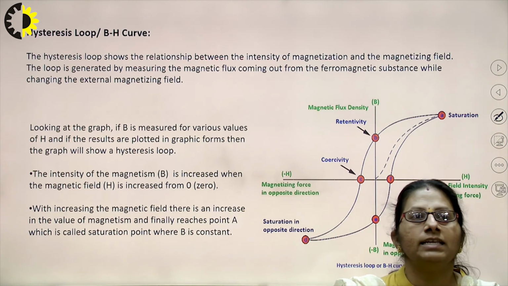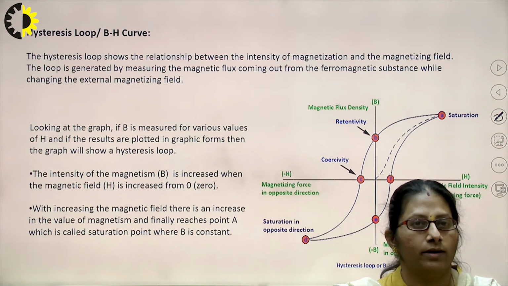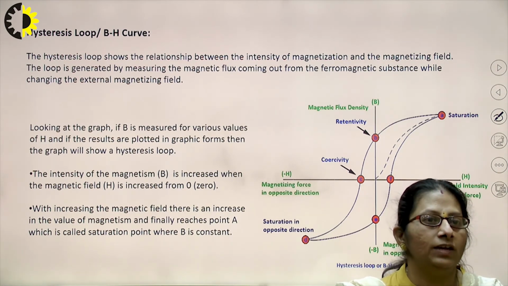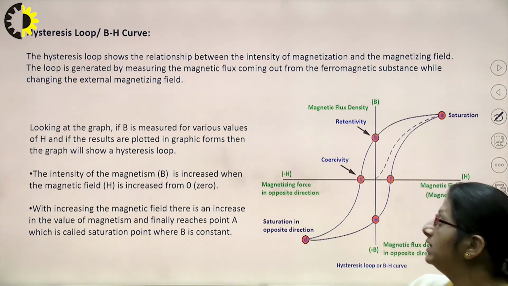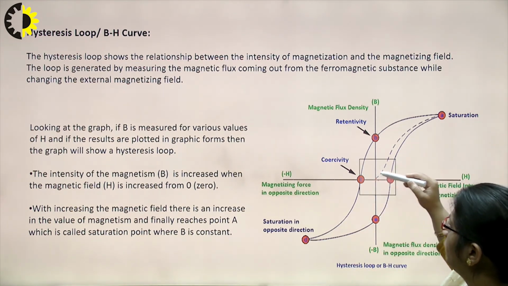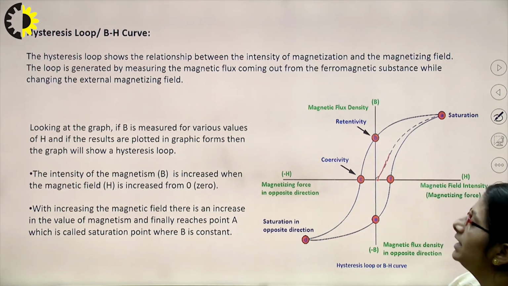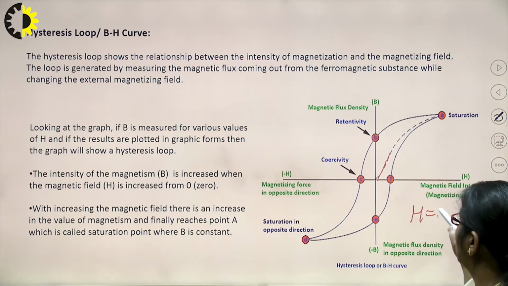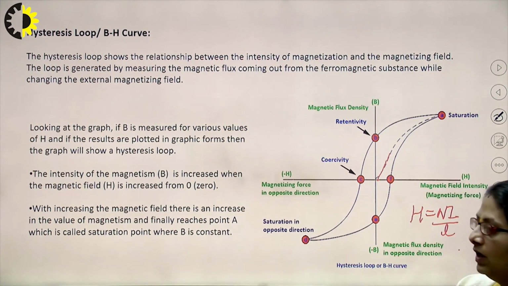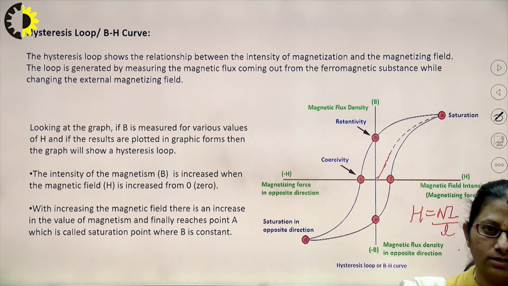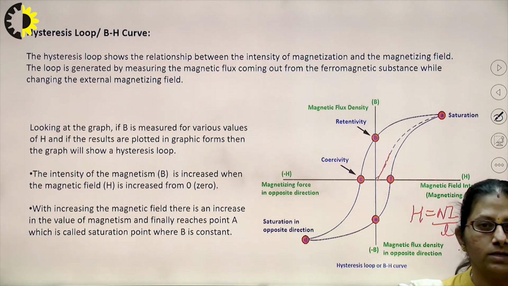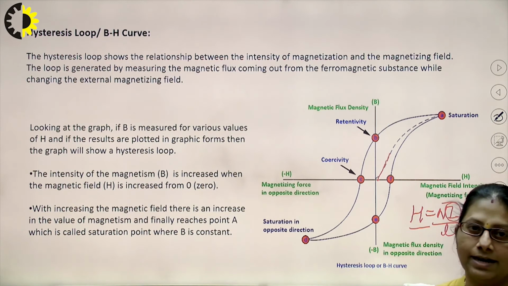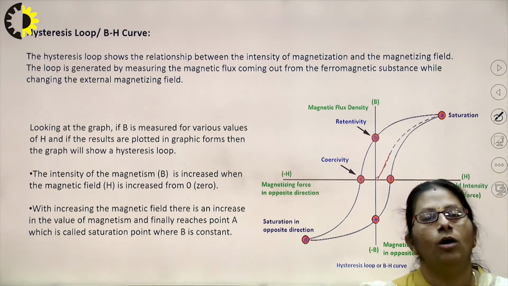The intensity of magnetism, or magnetic flux density B, increases when the magnetic field is increased from 0. Increasing H means what? The magnetic field intensity H is nothing but NI by L, where the number of turns and the length of the conductor are constant. So H is directly proportional to I. That means by varying the current, I may vary the magnetic field intensity or magnetizing force.